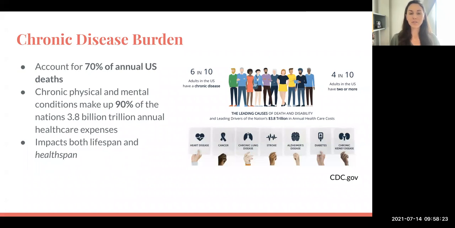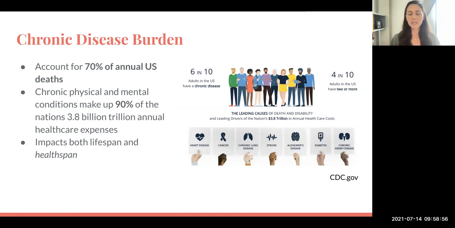Additionally, chronic physical and mental conditions make up 90% of our huge, almost 4 trillion, or I should say trillion, annual healthcare expenses. And these things impact both our lifespan and our health span. So not only are they shortening the years that we have, but they're impacting the quality of those years as well. So lifespan is how long you live. Health span is the number of quality, healthy years that you have. And you want those to be as close together as possible. You want that gap to be nice and narrow.